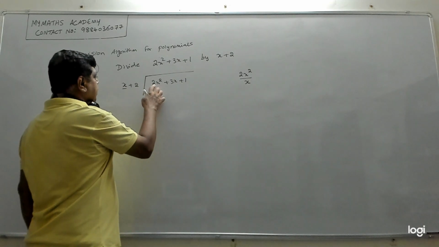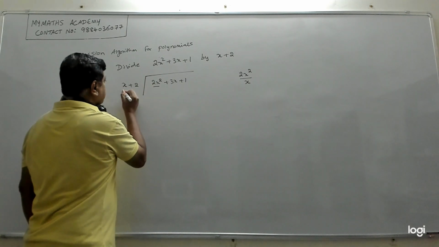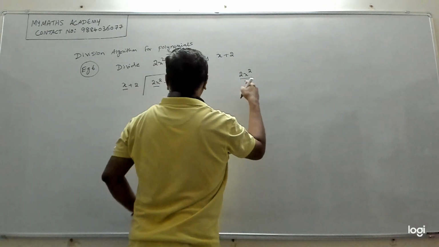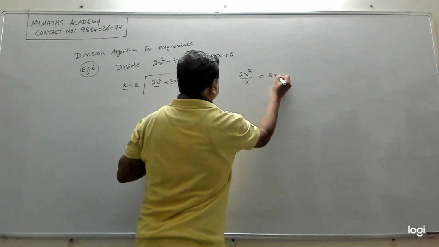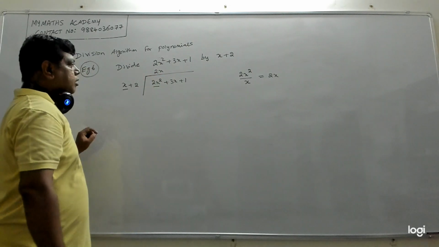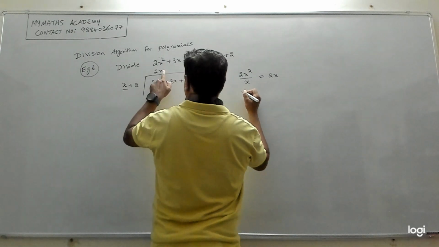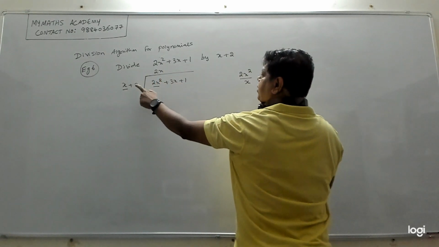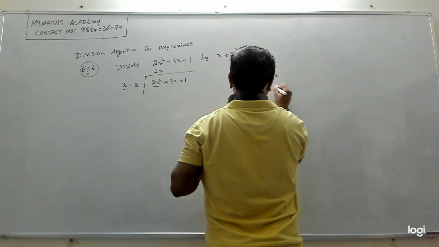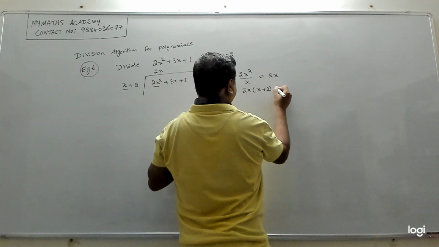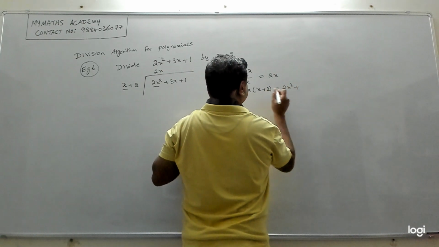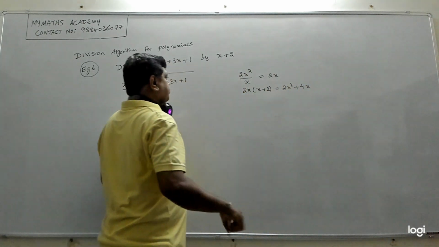After you write that, we will take the first term of this and divide it by the first term of this. So 2x square by x. 2x square by x is what? 2x. Right? So we'll get 2x here. Now we need to take this 2x and multiply with the entire x plus 2. So what is 2x into x plus 2? 2x into x is 2x square, plus 2x into 2 is 4x.